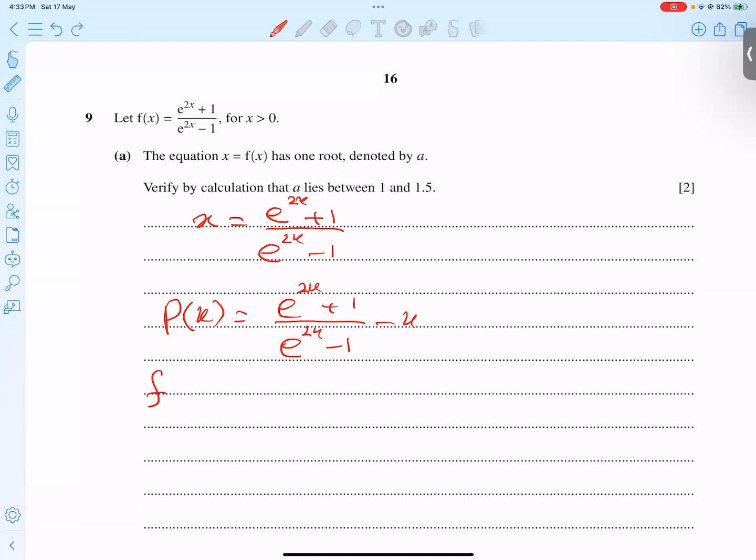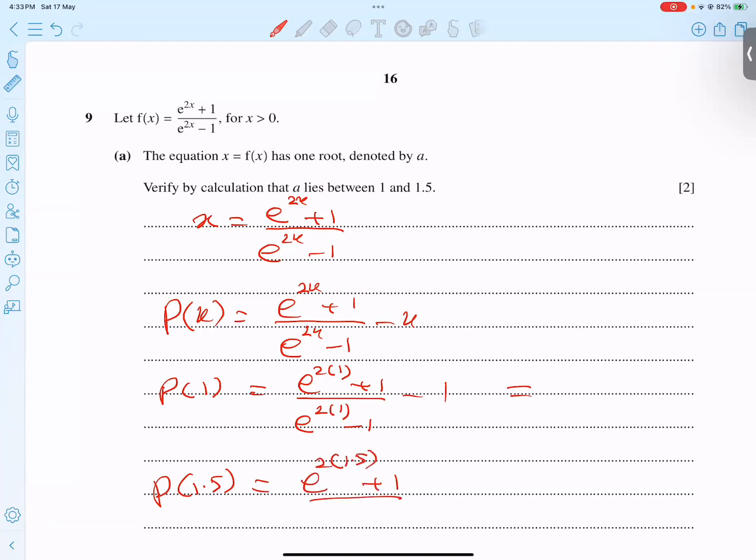So when I plug in the place of p of x, 1, it becomes e to power 2 times 1 plus 1, over e to power 2 times 1 minus 1, and minus 1. Let's see what this answer gives us. Second option, e to power 2 times 1.5 plus 1 over e to power 2 times 1.5 minus 1, and minus 1.5. Okay, so I'm going to type both 1 by 1 in my calculator.